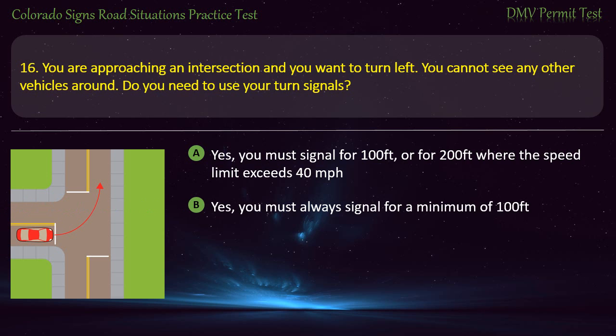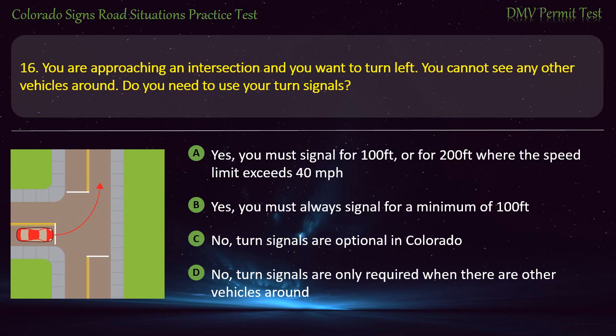Yes, you must always signal for a minimum of 100 feet. No, turn signals are optional in Colorado. No, turn signals are only required when there are other vehicles around. Answer. Yes, you must signal for 100 feet, or for 200 feet where the speed limit exceeds 40 miles per hour.